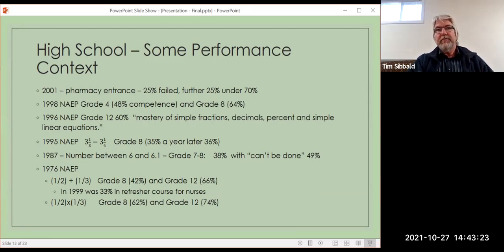1987, identify a number between 6 and 6.1. 38% were successful, 49% said you can't do that. And I'll mention this: 1976, a half plus a third, 42% in grade 8, 66% in grade 12. The same thing was done in a refresher course for nurses in 1999, and the initial measurement was 33%. The multiplication one, I'll leave that for you to read.